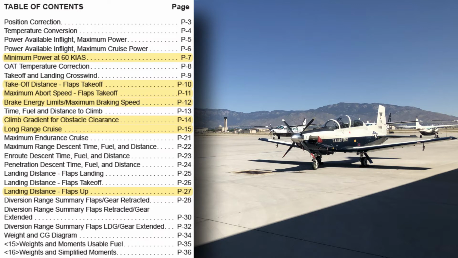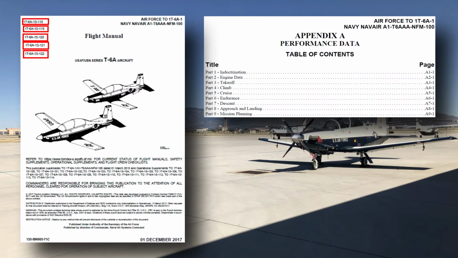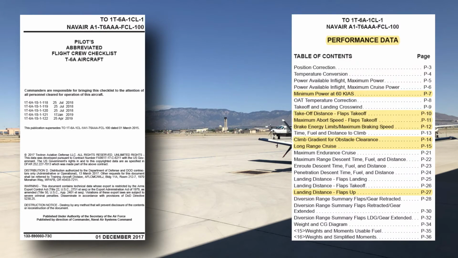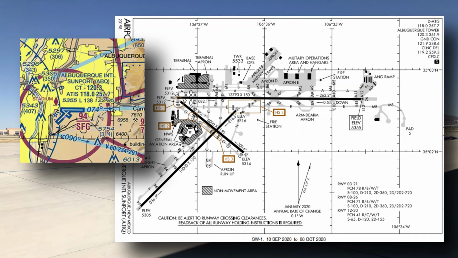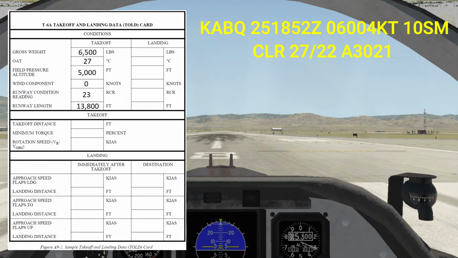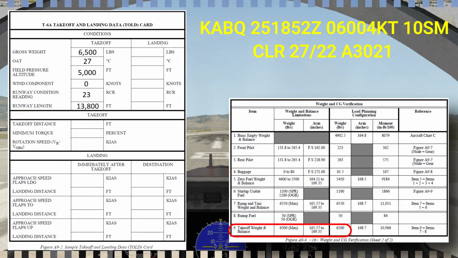the T-6. The publications used for this presentation are the T-6-1, Appendix A, and the abbreviated checklist, Performance Data section. In the example TOLD calculations, we'll be taking off from Albuquerque, New Mexico. The assumptions used are taking off from runway 8, which is 13,800 feet long. The runway is dry and has a slope, or runway gradient, of 0.5% up. The calculations will be based on using 0 knots of headwind, outside air temperature of 27 degrees Celsius, and a takeoff weight of 6,500 pounds.